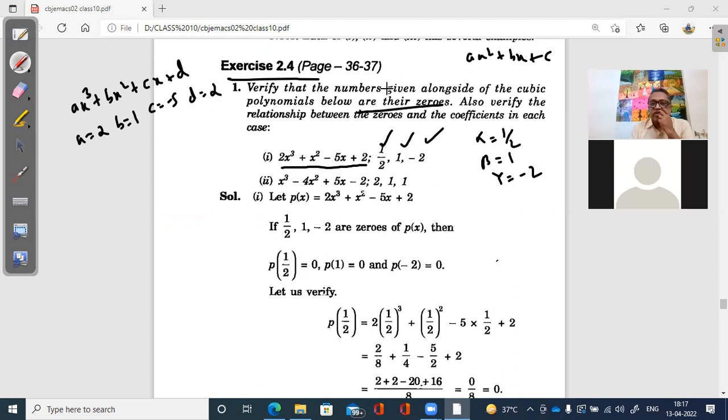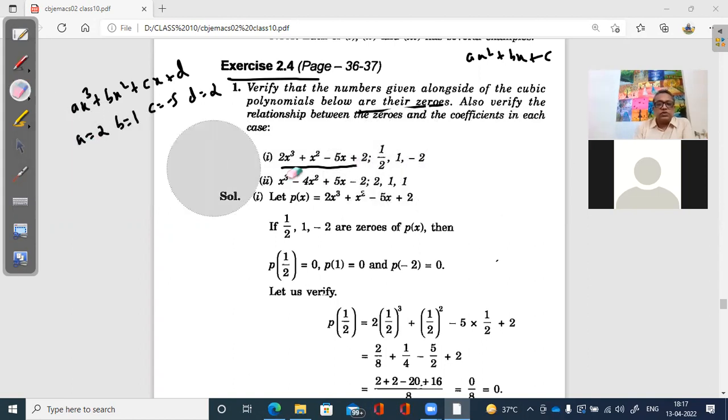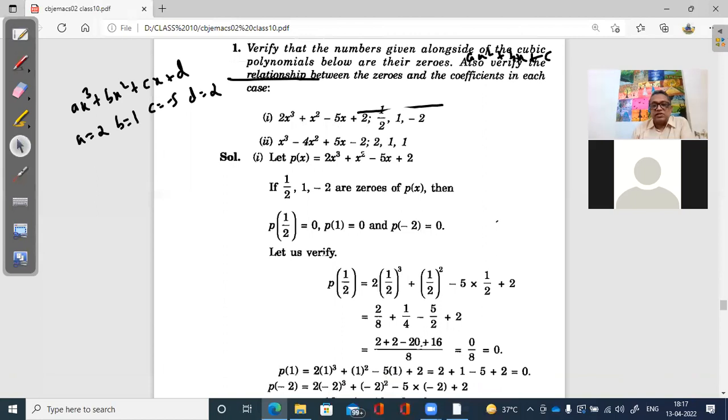Now, if you read the question carefully, there are two parts. First is to verify that the numbers given are zeros. And second is to verify the relationship between the zeros and the coefficients. So in the first part, we have to substitute the values of x as half, 1 and -2. First you are going to substitute x as half. So 2 into 1/2 cube, plus 1/2 square, minus 5/2, plus 2.